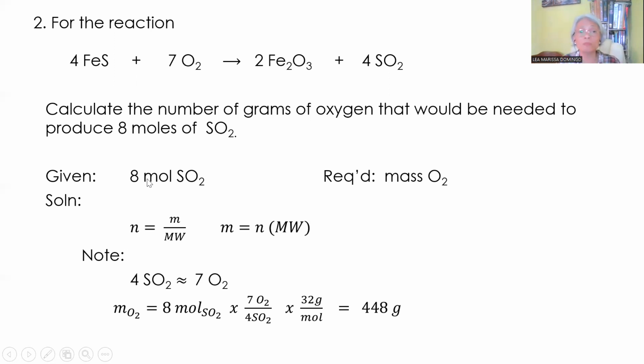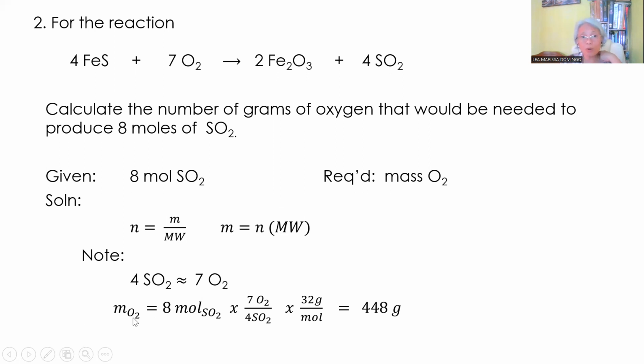So, we are given 8 moles of sulfur dioxide. We are required to find the mass of oxygen which will be needed to produce this much sulfur dioxide. Remember, sulfur dioxide is a product and oxygen is a reactant. No? Again, we use the formula. So this is the heart and soul of stoichiometry, this equation. So dapat matandaan natin tong equation na to. Number of moles is equal to mass over molecular weight. And therefore, the mass is simply the product of the number of moles and molecular weight.